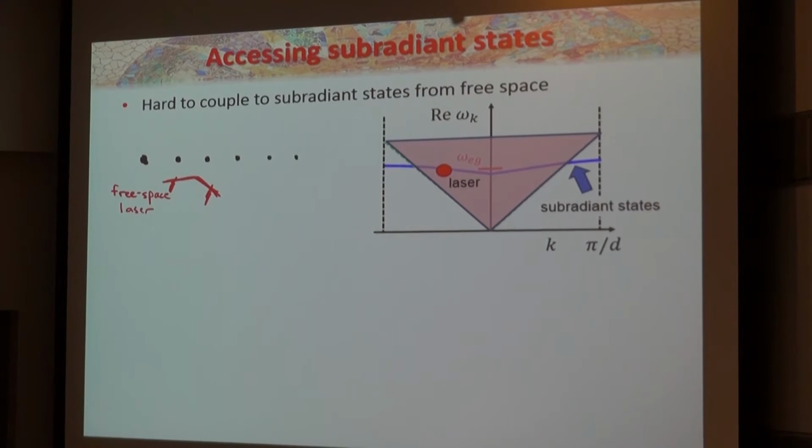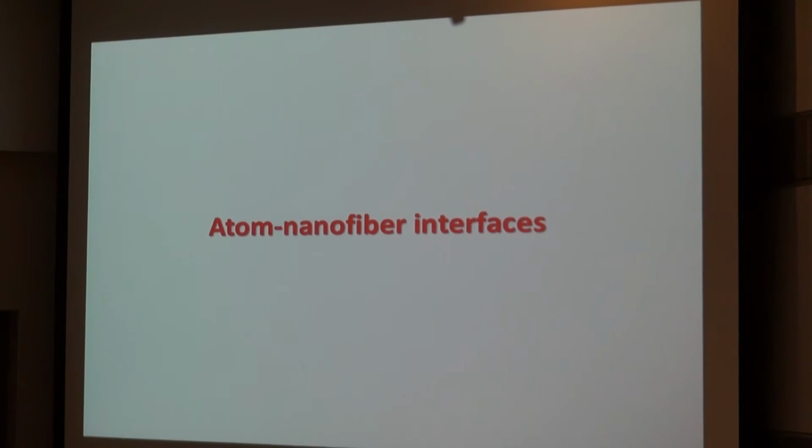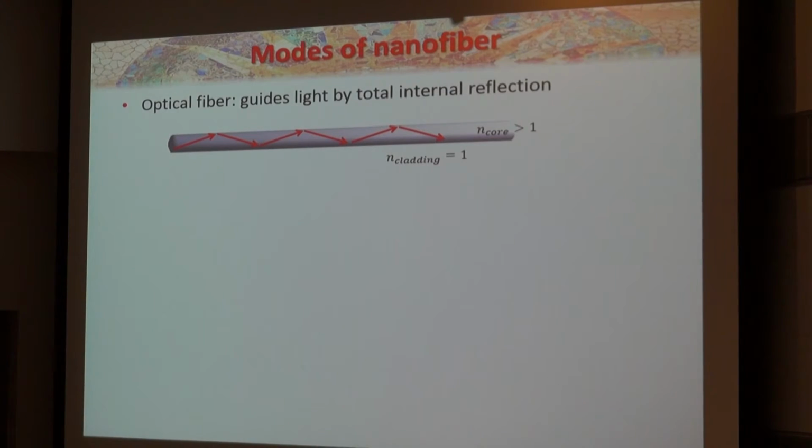So again, you can try to figure out clever tricks to get around that. But maybe the most natural thing to think about, given this diagram here, is, well, let's not try to excite these modes from free space. Let's try to excite it from another set of guided modes, in particular from some optical nanofiber that we slide underneath this chain of atoms. So let me maybe give 2 or 3 slides about just current experiments where people can interface atoms with nanofibers.